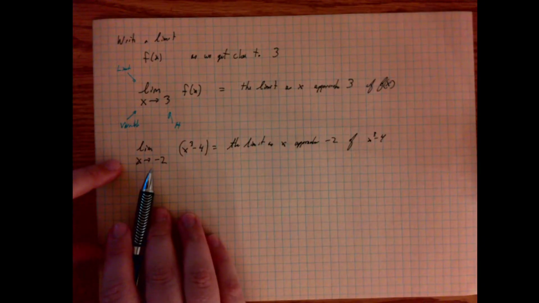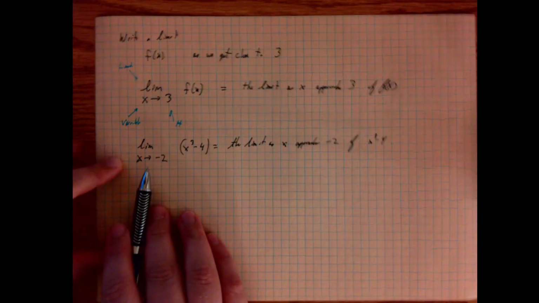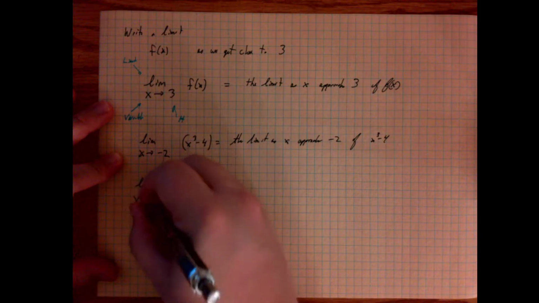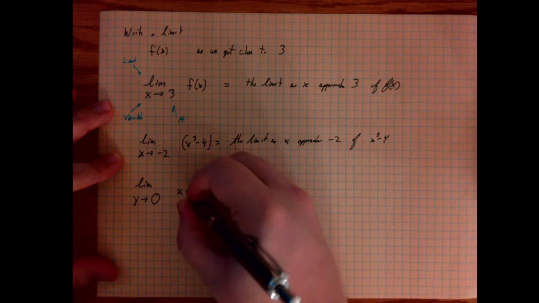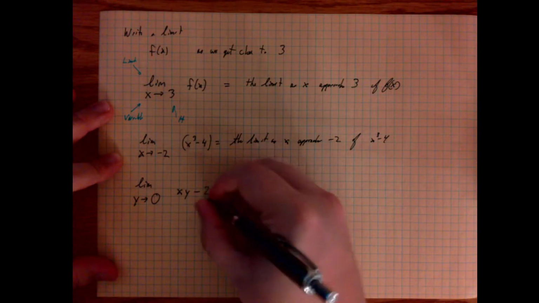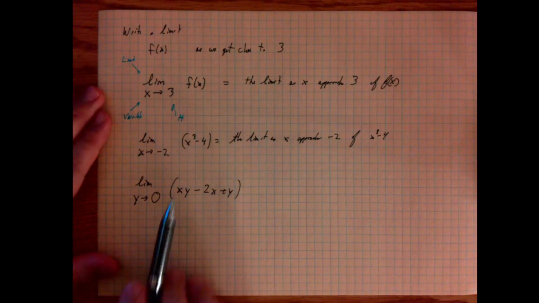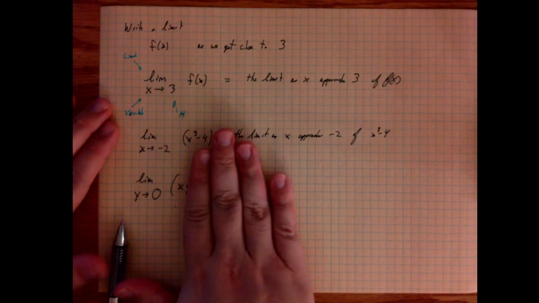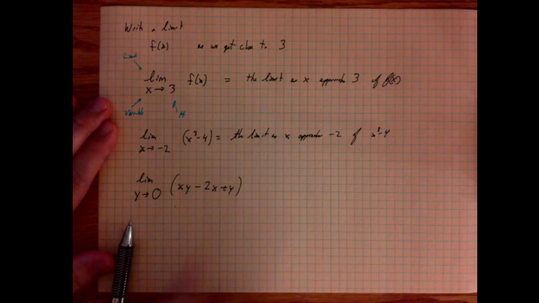And while it's not common, because most calculus is done in single variable calculus, you can do it with other variables too. Like if you had the limit as y approaches 0 of xy minus 2x plus y, notice how what's in the limit typically goes in parentheses. This is to make sure that it's not the limit of just this piece or just this piece. It's the limit of the entire thing.